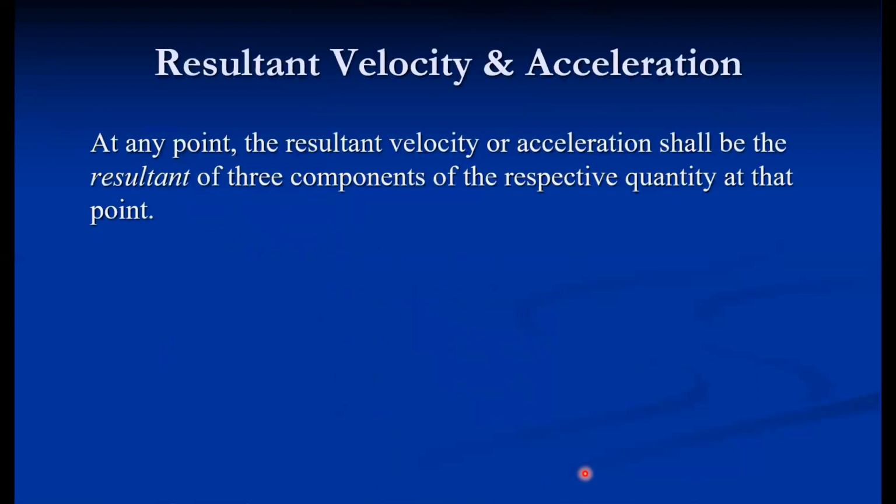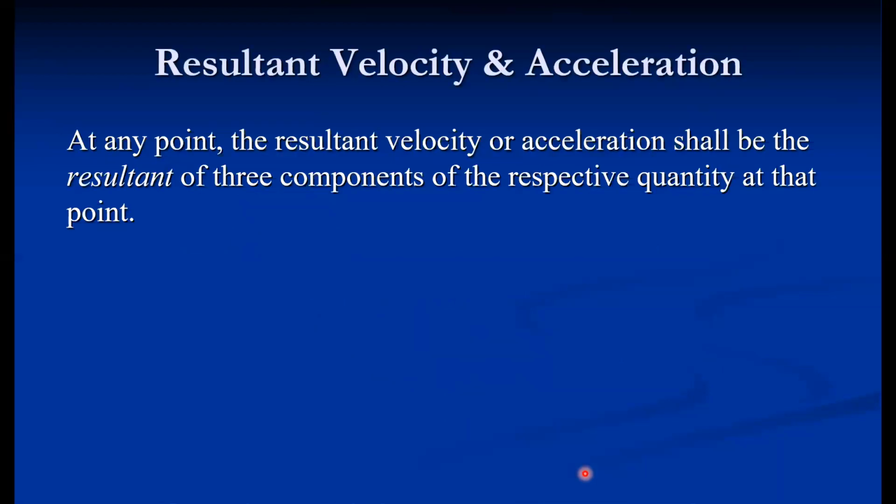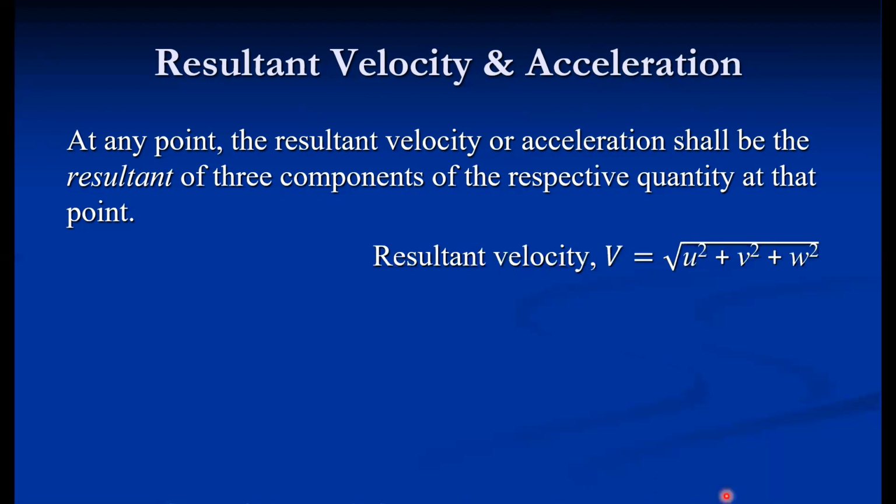The resultant velocity and acceleration at any point can be obtained by using the resultant velocity V equal to the square root of u² plus v² plus w².